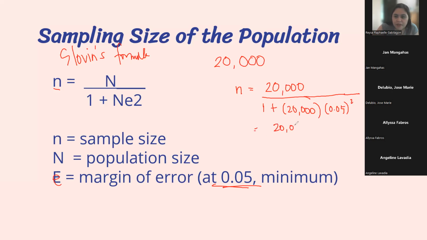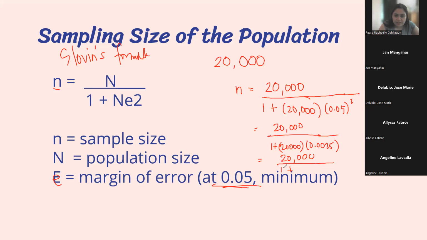Okay? And then 20,000 divided by 1 plus 20,000 times, what is the square of 0.05? It's 0.0025, right? Let's check. I have trust issues with this mental math. Yeah, that's 0.0025. Okay? And then let's continue. 20,000 divided by 1 plus 20,000 times 0.0025.